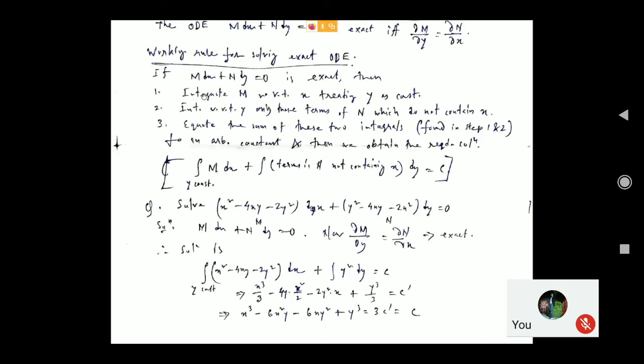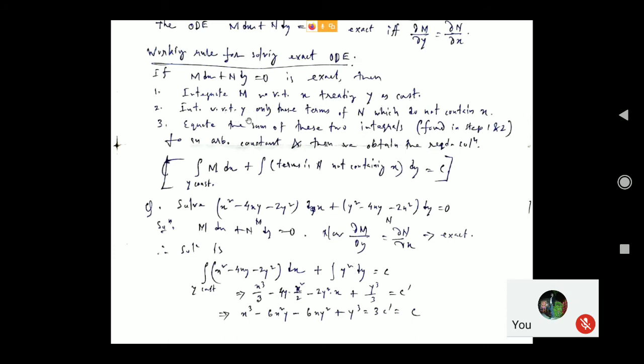The working rule is, let us see what is the working rule. First step is integrate m with respect to x, treating y as constant. So after you have checked that it is exact, directly we can write, therefore the solution is, we integrate m with respect to x by treating y as constant. So that is what is written in the first step.